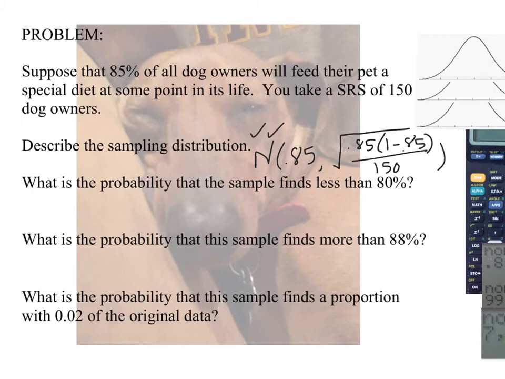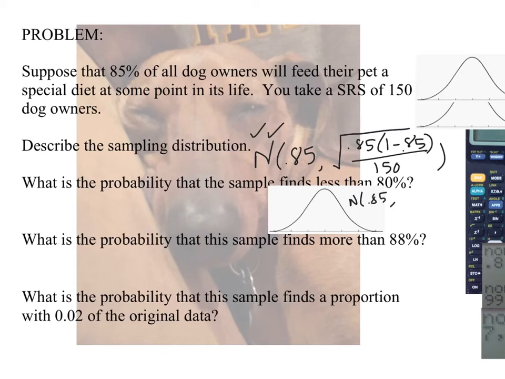Okay? All right, so what's the probability that our sample, we said, was less than 80%? Okay, so remember, normal, 0.85, 0.029, and there was 0.8, and we shade. Okay?